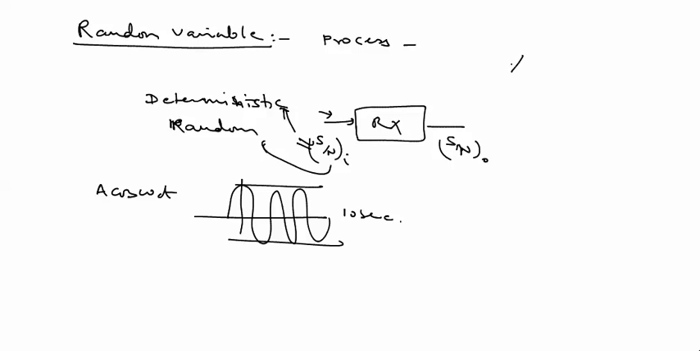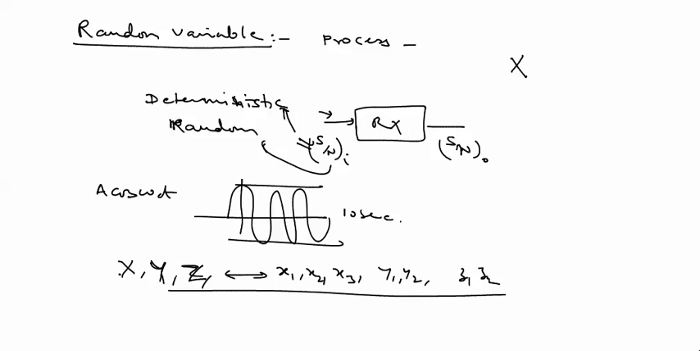Random variable is denoted by capital X and its value is denoted by small x. If capital X, capital Y and capital Z are random variables, their values can be denoted by x1, x2, x3, y1, y2 and z1, z2 and so on. Two types of random variable are there: continuous random variable, CRV, and discrete random variable, DRV.